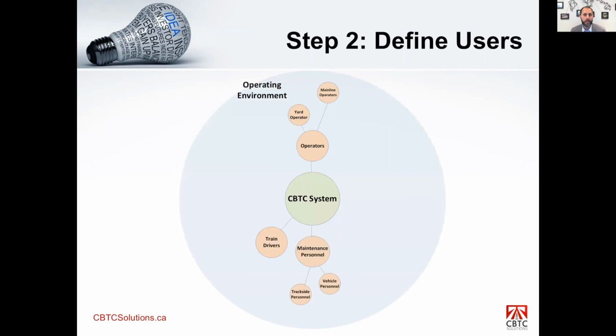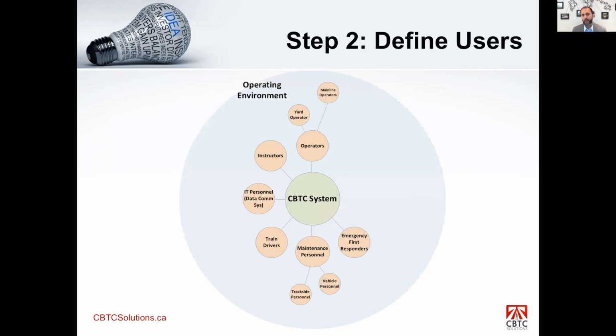We have maintenance personnel, and that can be broken out further into trackside and vehicle maintenance personnel, who are the individuals that actually maintain the system. We have instructors, who are the ones responsible for training all the personnel in how to operate the system. We have IT personnel. They're the ones that maintain the network, the wired and the wireless.